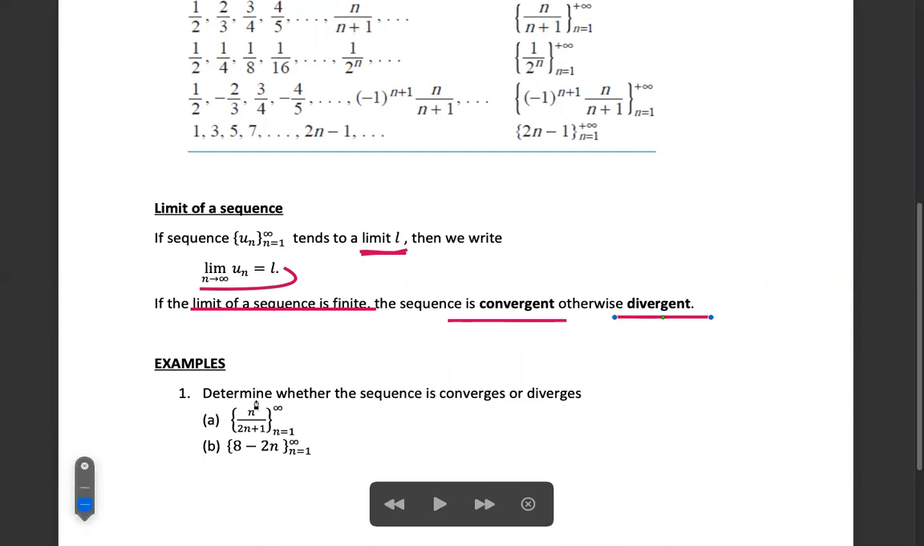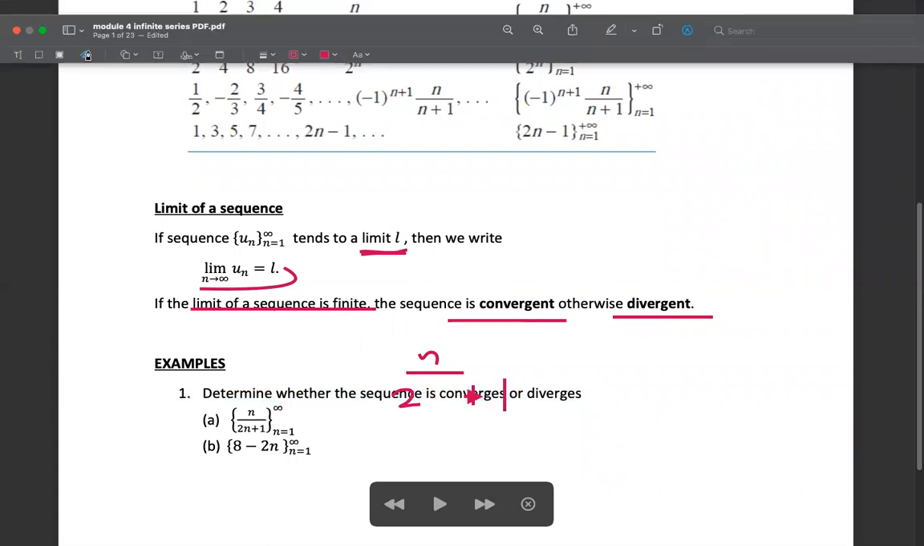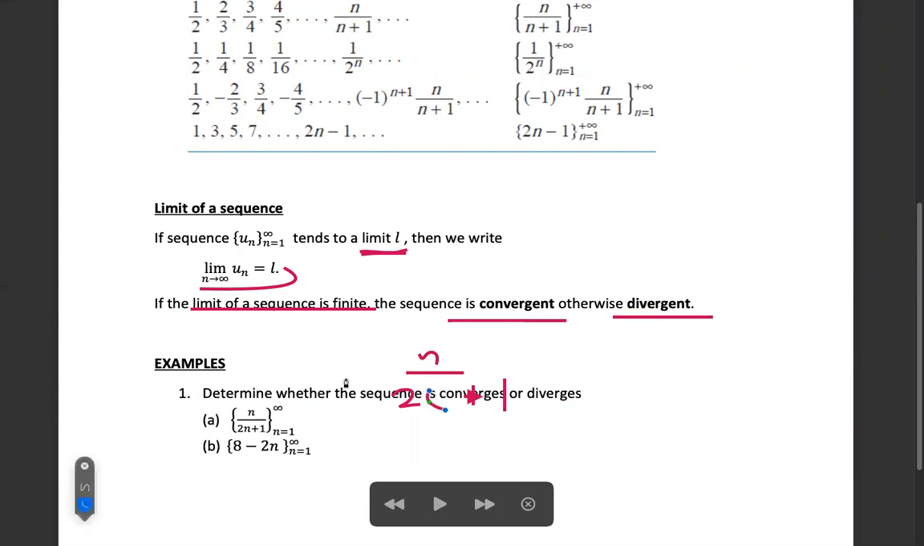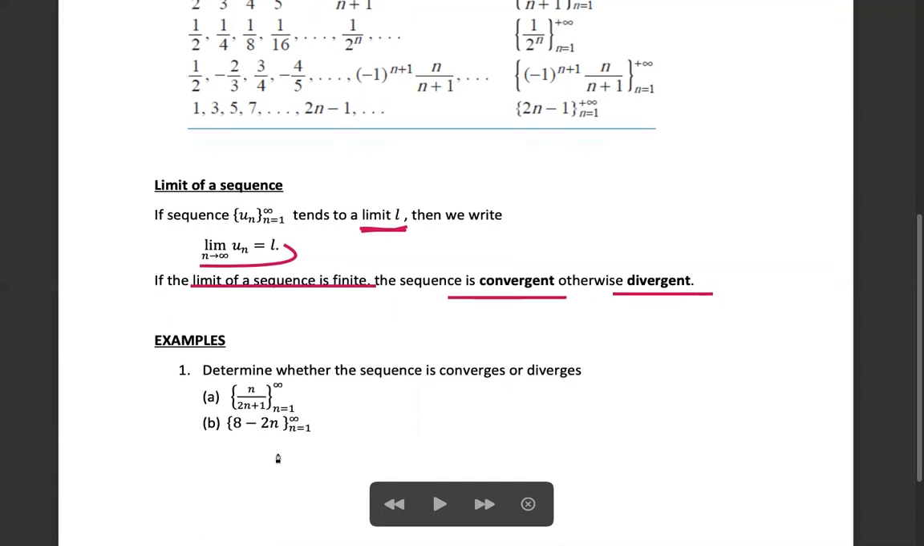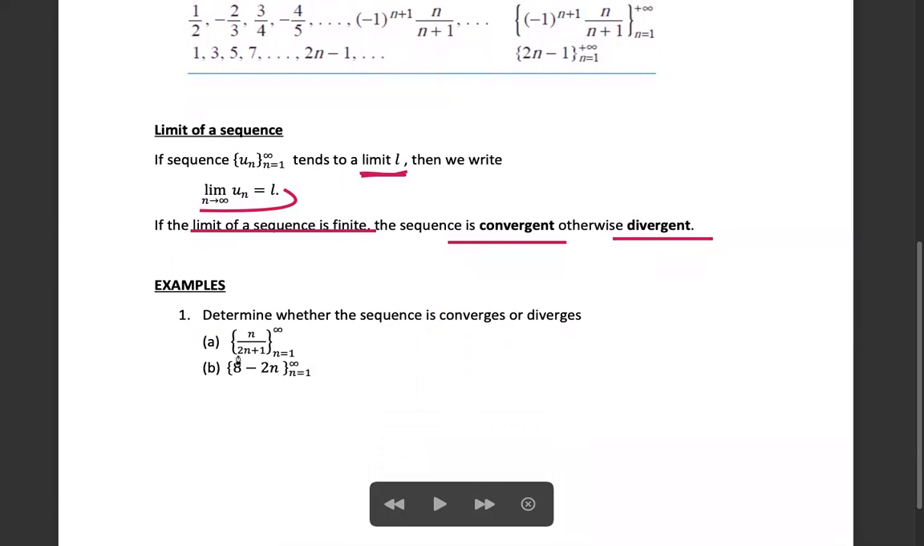See, for example, the sequence n by 2n plus 1. As n tends to infinity, take n as a common factor from the denominator, so we can cancel n. As n tends to infinity, the sequence converges, and converges to 1 by 2. Similarly, 8 minus 2n is another example of a sequence. As n tends to infinity, 2n tends to infinity, so the entire sequence 8 minus 2n tends to infinity. So it's a divergent sequence, while the previous one is a convergent sequence.